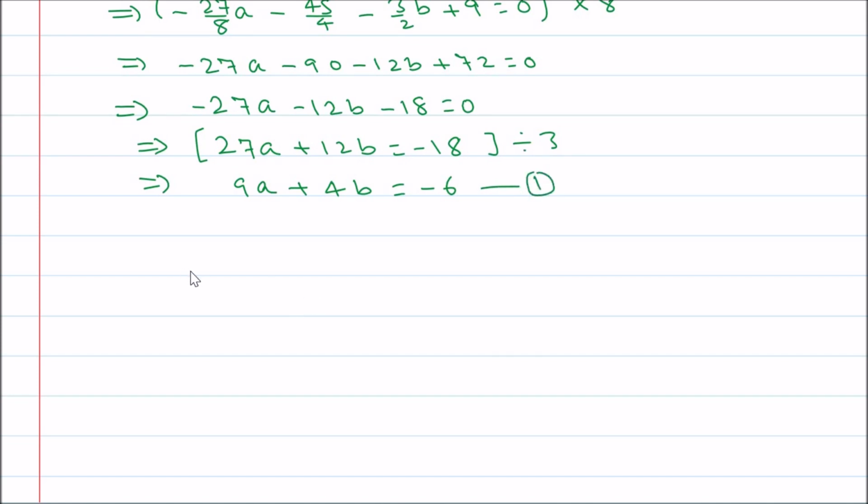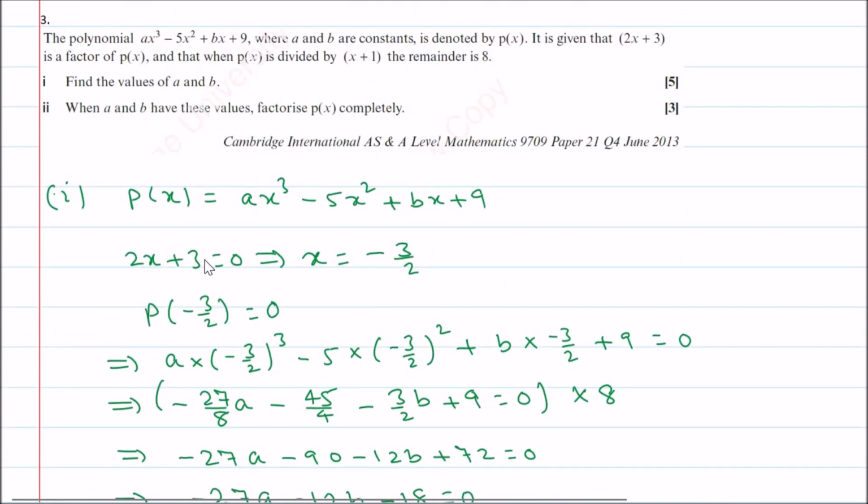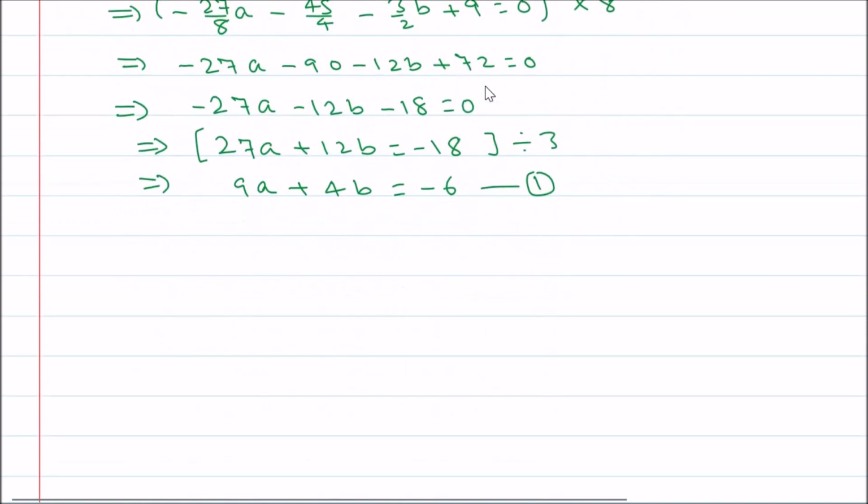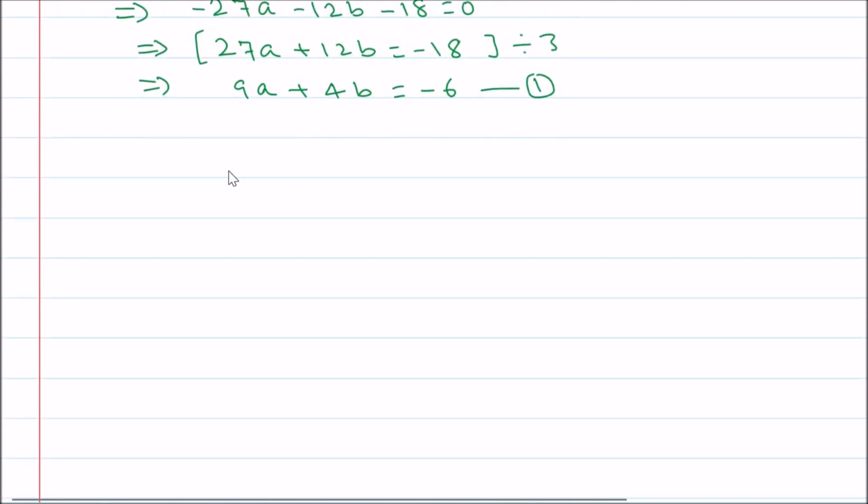Now we will use the second information to find the second equation. It says when p(x), look at this, when p(x) is divided by x plus 1, the remainder is 8. That means we need to substitute x equal to minus 1. So we should get p(-1) is equal to 8.